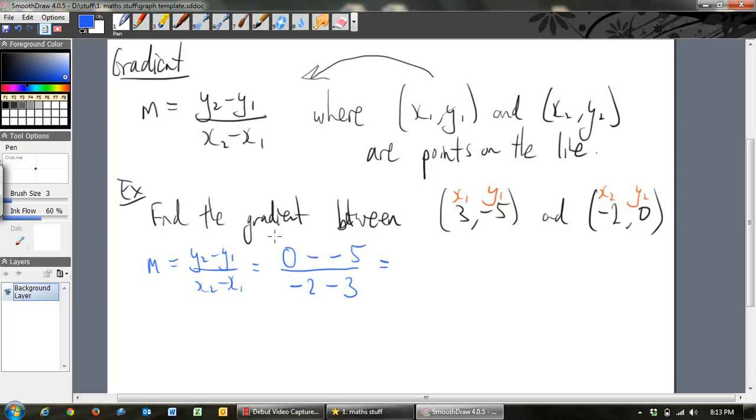What's 0 minus -5? Remember that a double negative becomes a positive. So I've got 0 plus 5. That's equal to 5 on the top line. And then we've got -2 minus 3 is -5. What's 5 divided by -5? That's equal to -1. And so that's your gradient, the gradient of -1. What does that mean? It's got a negative gradient, so it's going that way. If you're a little man, you're walking downhill from left to right. So it's a gradient of -1.